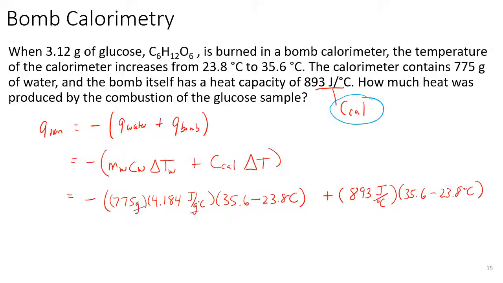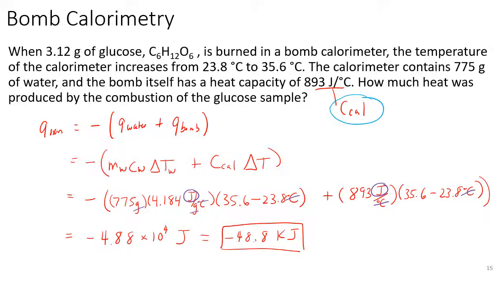Our grams will cancel, our degrees C will cancel, and on the right-hand side, our degrees C cancel. We'll be left with units of joules here and units of joules here, so we can add them together at the end. So summing both components together, we end up with the heat of our reaction, which is negative 4.88 times 10 to the 4th joules, or we have negative 48.8 kilojoules.